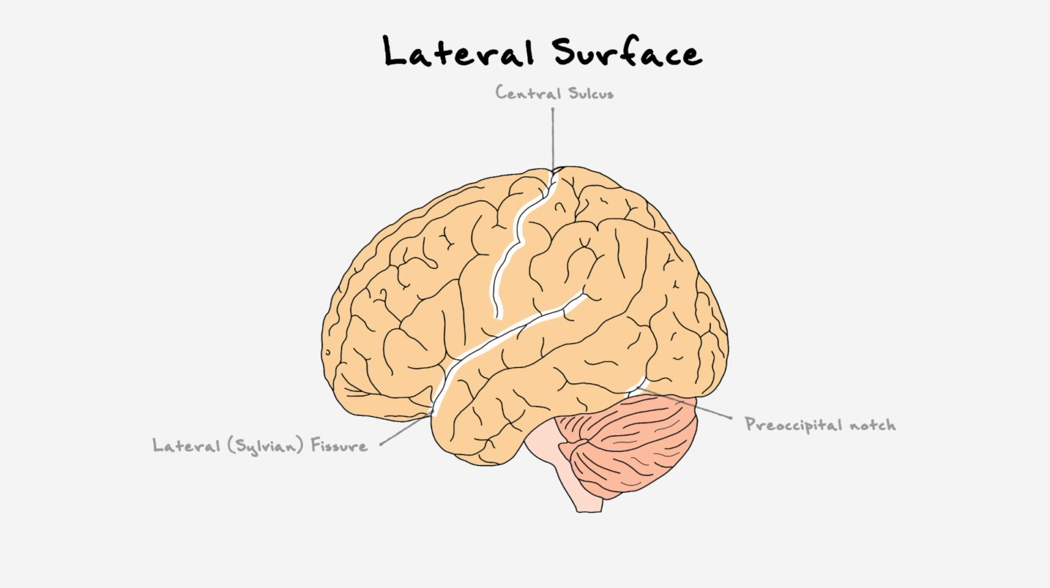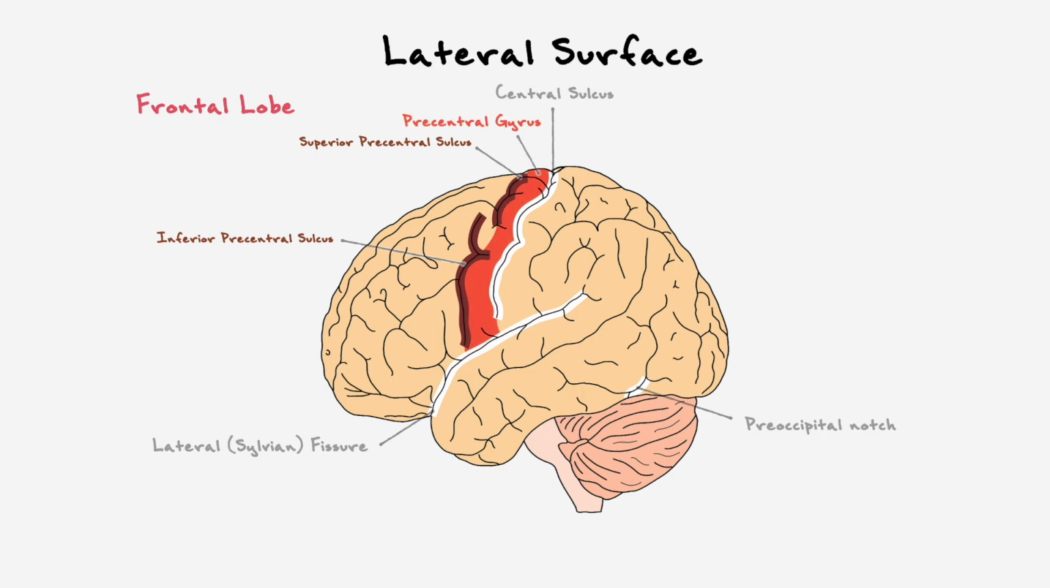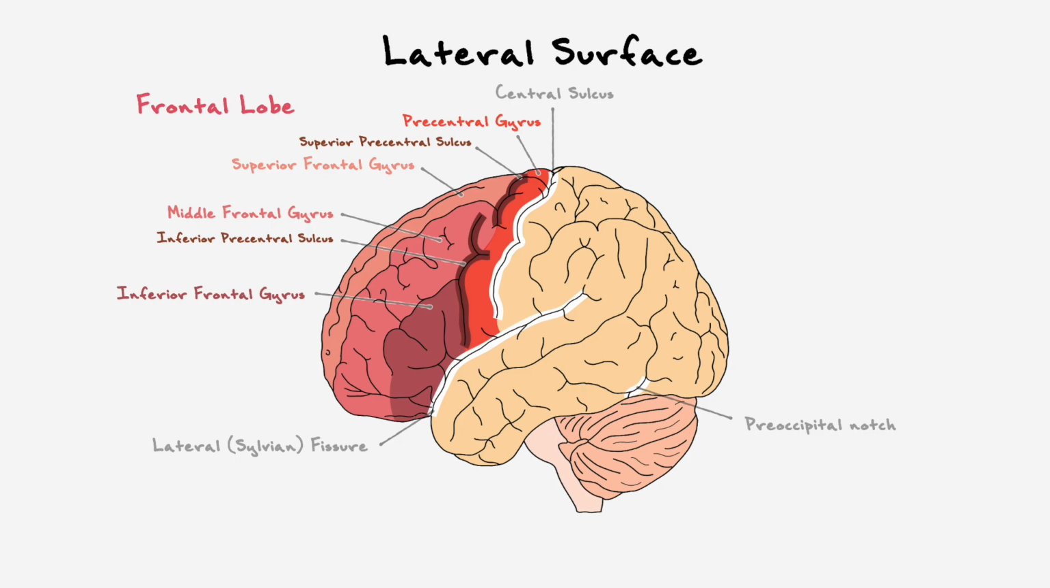Starting at the central sulcus, if we go in the anterior direction towards the frontal lobe, we will meet two distinctive sulci, the superior and inferior precentral sulci. Together with the central sulcus, these two sulci form the boundaries of the precentral gyrus. The remaining portion of the frontal lobe can be divided into three general gyri: the superior frontal gyrus, the middle frontal gyrus, and the inferior frontal gyrus. The two sulci that divide these regions are the superior and inferior frontal sulci.